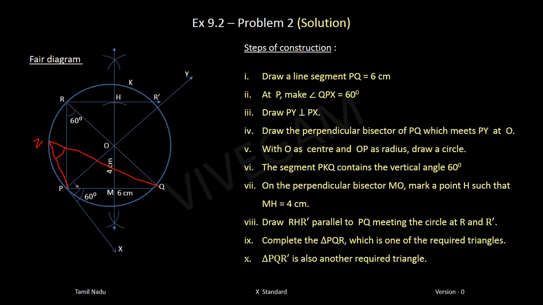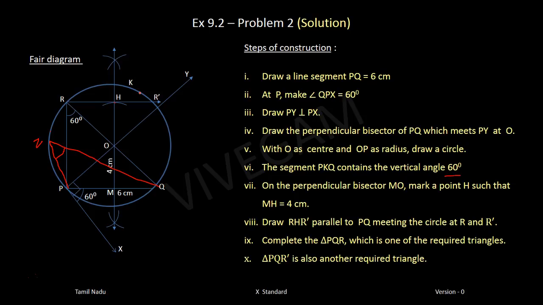Okay. Then draw a perpendicular bisector of PQ, and that will meet the PY at one particular point, and that is to be named as O. This is what is told in this step. Next step, with O as a center and OP as a radius, draw this circle. Then the segment PKQ, you can name a point K, and that is PKQ, the alternate segment, which contains the vertical angle of 60 degrees.